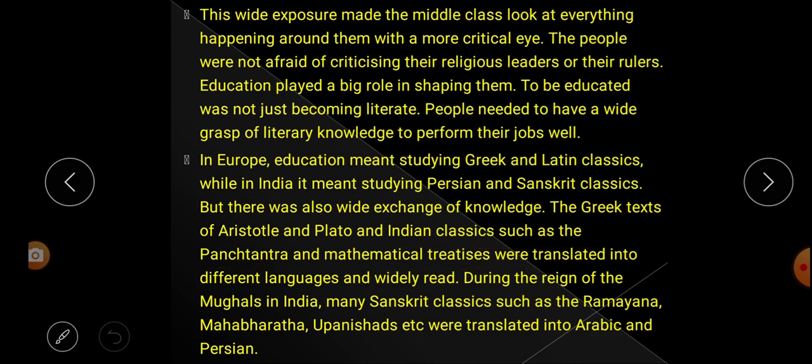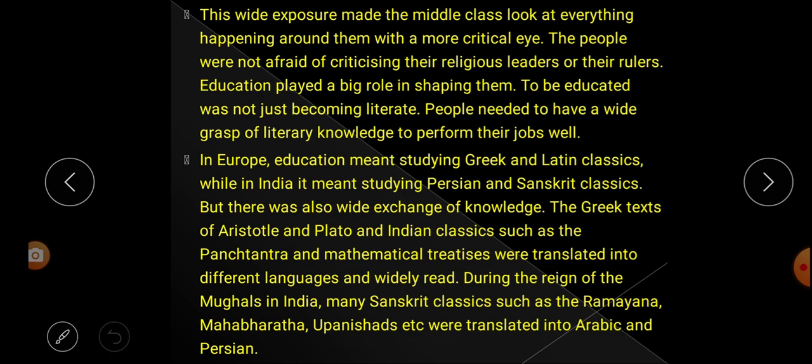During the reign of the Mughals in India, many Sanskrit classics such as the Ramayana, Mahabharata and Upanishads were translated into Arabic and Persian. That means during the Mughal empire, many Sanskrit classics like the Ramayana, Mahabharata and Upanishads were translated into Arabic and Persian languages.